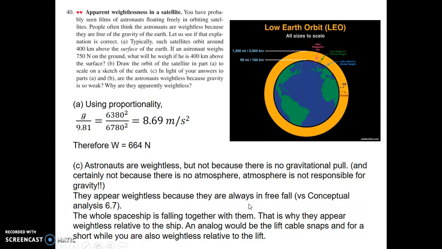Now we compare this question to conceptual analysis 6.7, where we concluded that anything in orbit is always in free fall. So we can consider an analogous situation where the whole spaceship is falling together with the astronaut. The analogous situation would be the lift cable snapping, and whoever is inside the lift appears weightless for a moment because all of the weight is used to create the acceleration downwards. So in both cases, they appear weightless.